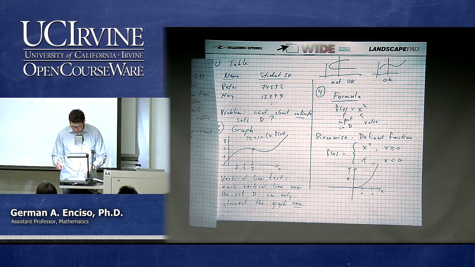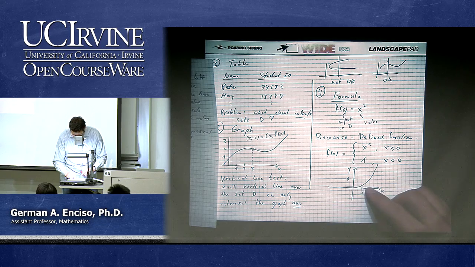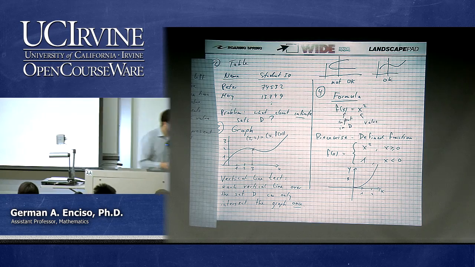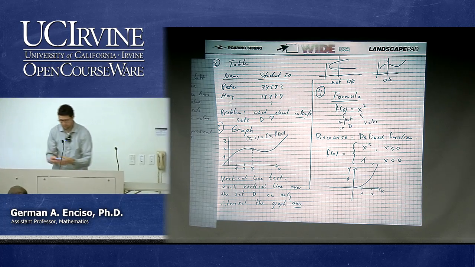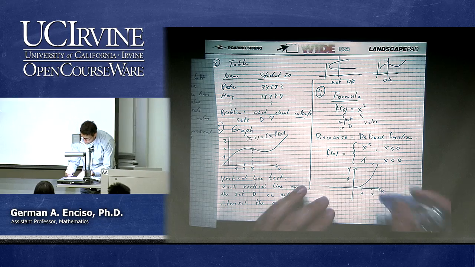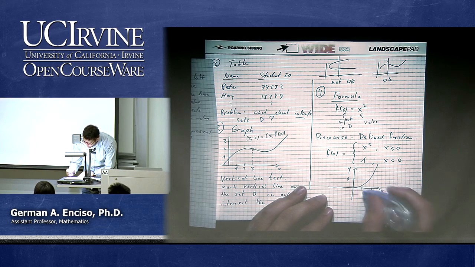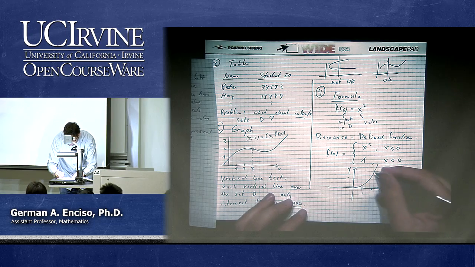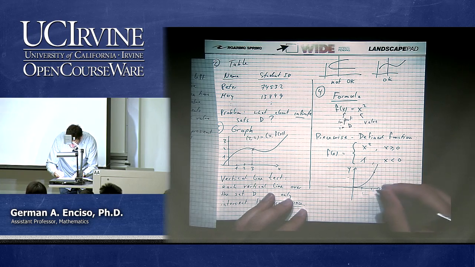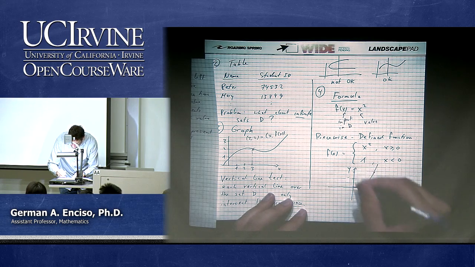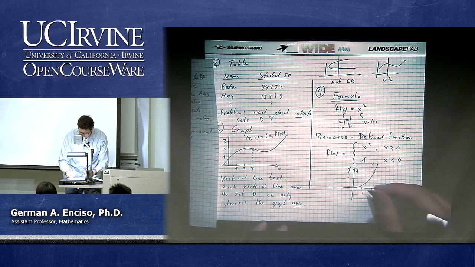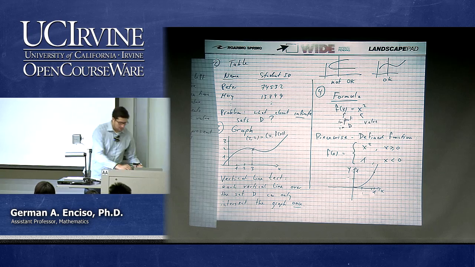Let's see. So, here, I got it. All right, so this is 1, and this is 1. Okay? And this is 1/2, and so on and so forth. So it's a parabola. Okay?